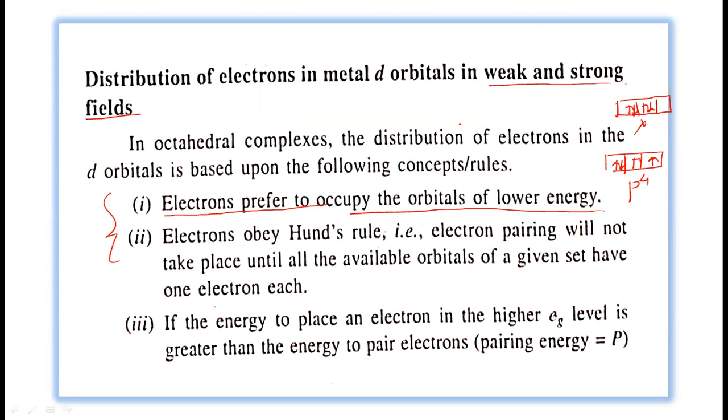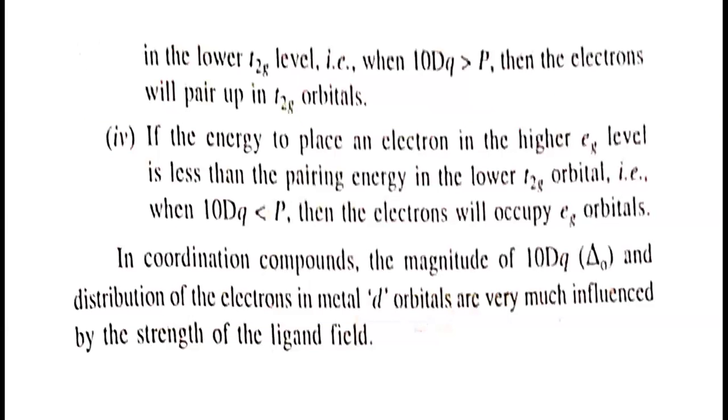So once again, let us see the third rule. If the energy to place an electron in the higher EG level is greater than the pairing energy, then the electrons will pair up into the lower T2G orbitals. And the fourth rule is that if the energy to place an electron in the higher EG level is less than the pairing energy, that is, when 10 dq is less than pairing energy, then the electrons will occupy the EG orbitals.